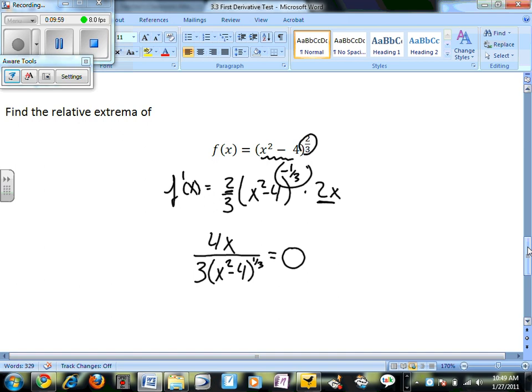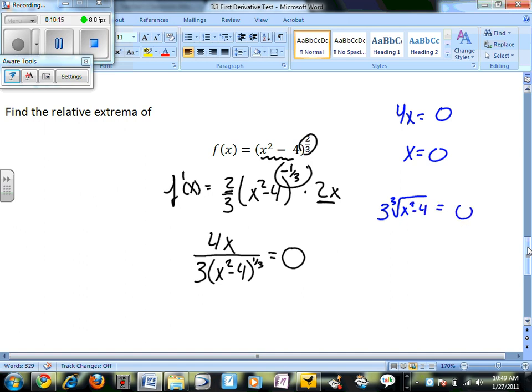So when we set the top equal to 0, for x equals 0, we know we have a critical point at x equal to 0. All right, well, let's figure out when the bottom equals 0. So the 1/3 power means the cube root. So I'm going to have 3 times the cube root of x squared minus 4, and I'm going to set that equal to 0.